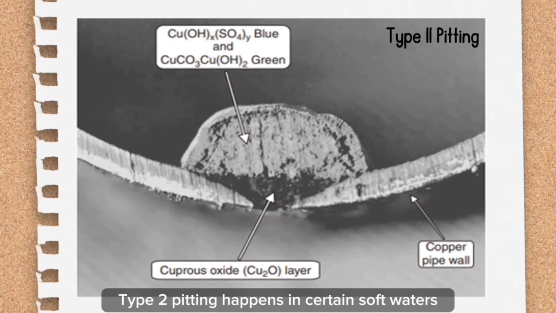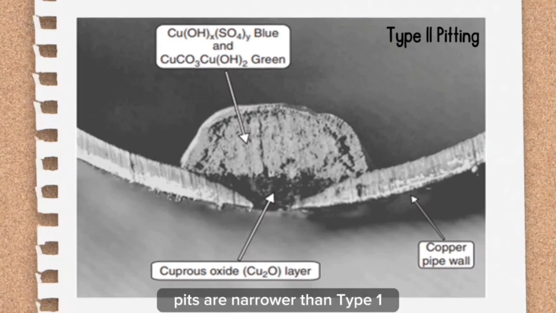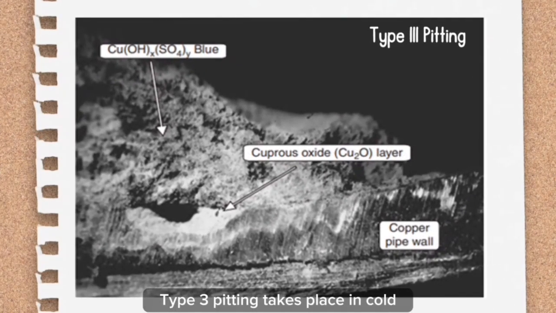Type 2 pitting happens in certain soft waters with a pH below 7.2. Rare in temperatures below 60, pits are narrower than Type 1 but can still lead to pipe failure. Type 3 pitting takes place in cold soft waters with a pH above 8.0, resulting in more widespread and shallow pits, leading to issues like blue water, byproduct releases, or pipe blockage.